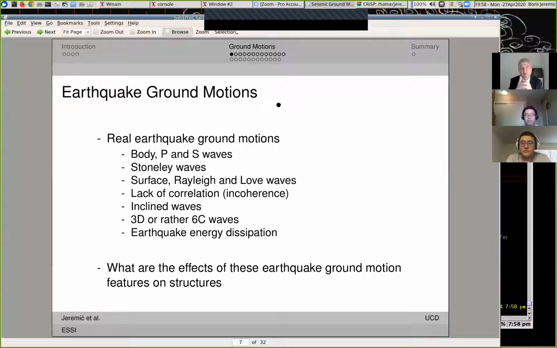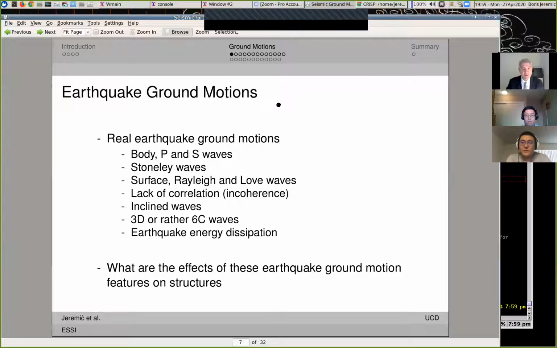There are a number of important effects with all these waves. There's the so-called lack of correlation, incoherence effects. Waves are going to travel through different domains, and they're going to end up different at the surface in very close proximity. Let's say within 100 or 200 meters, they're going to look different, sometimes more different, sometimes less different. They're always inclined waves. Usually we analyze them as vertically propagating shear waves and P waves. They're rarely vertical waves. They're usually inclined waves, and that can make a difference.